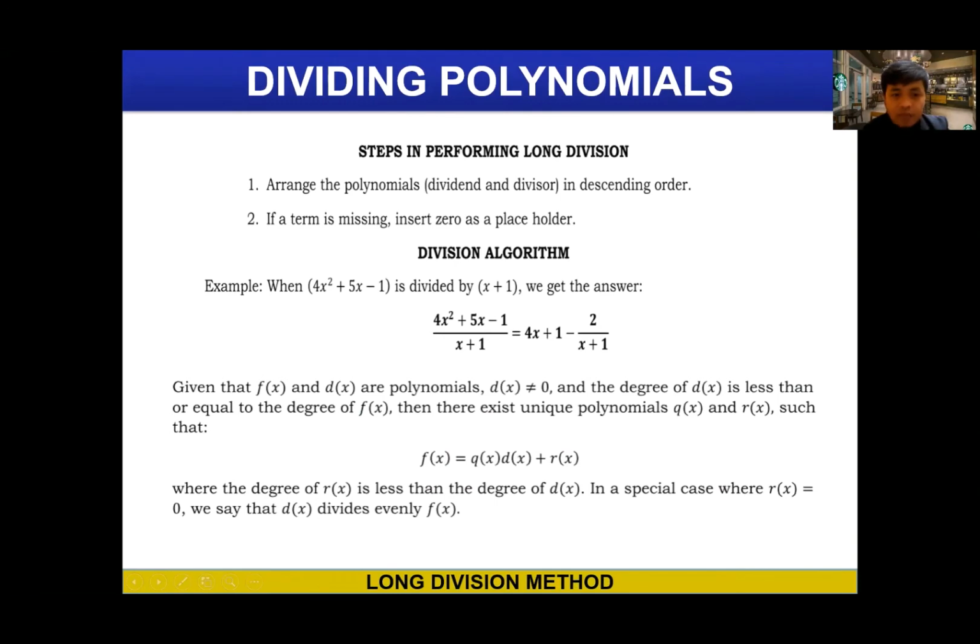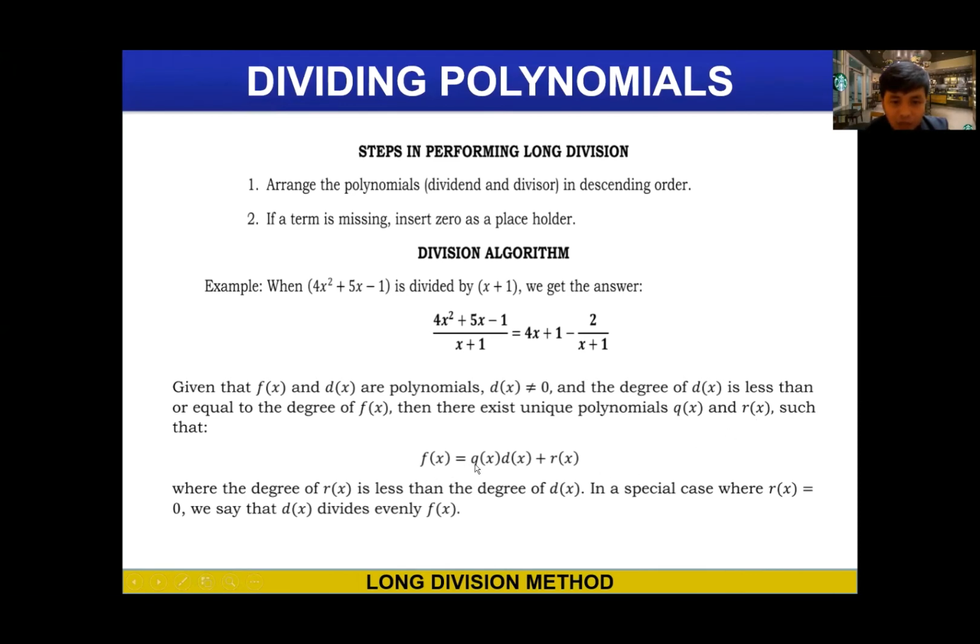Now, given that f of x, which is the given polynomial, and d of x, which is the divisor, are polynomials, both of these are polynomials, the dividend and the divisor, wherein d of x should not be equal to 0. Otherwise, if the divisor is 0, it becomes undefined. And the degree of the divisor, d of x, is less than or equal to the degree of f of x.